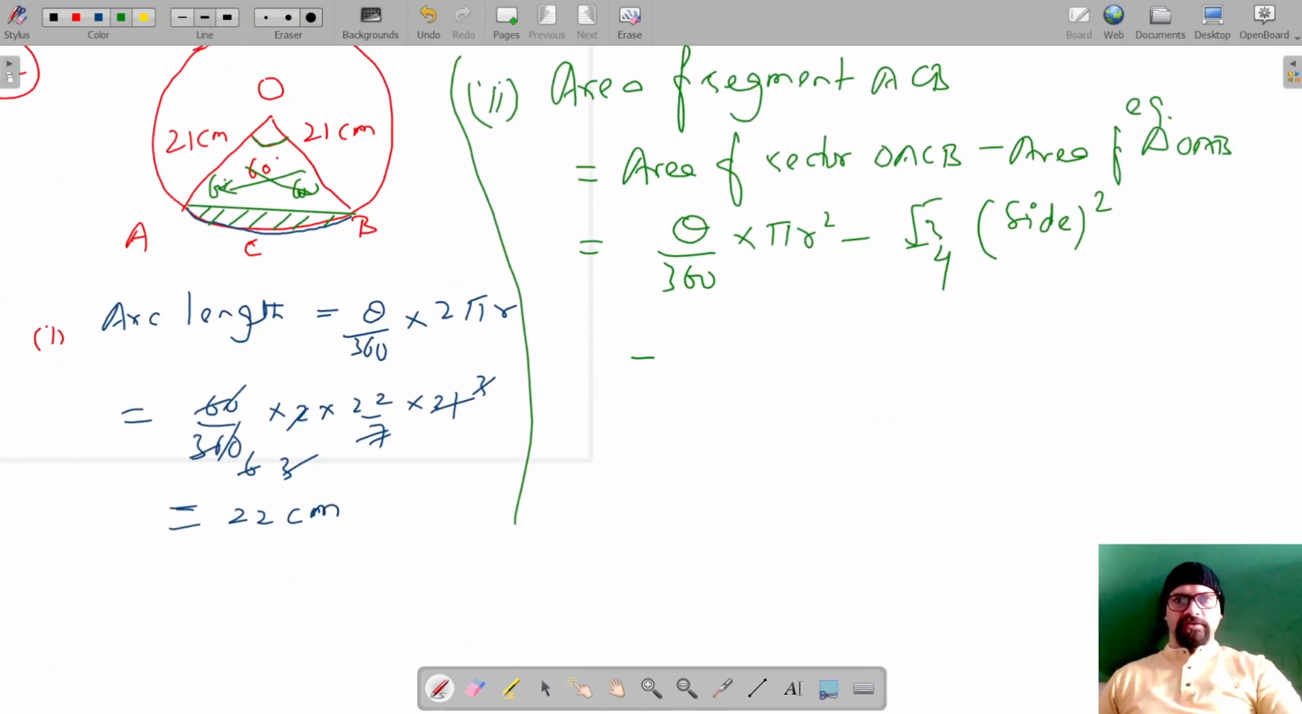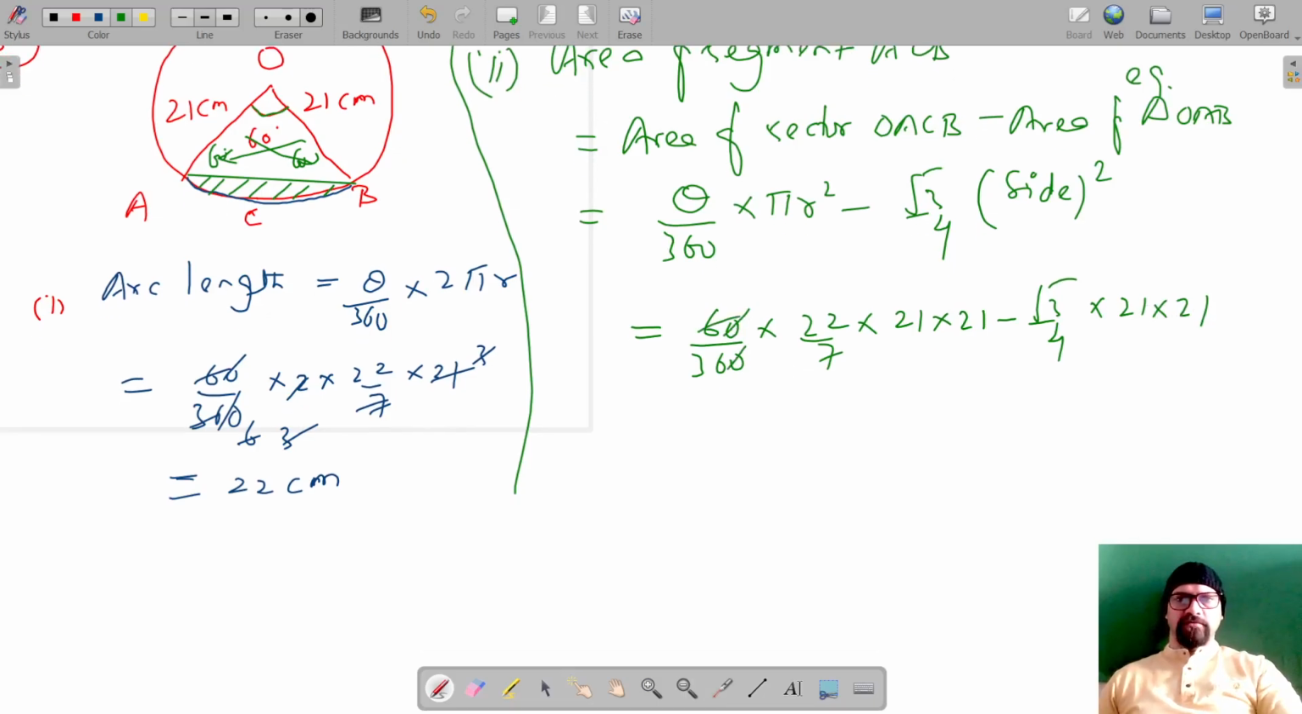So theta is 60 by 360 into 22 by 7 into radius 21 squared, minus root 3 by 4 into side squared, which is once again 21 into 21. Okay, so let's try to simplify this. This is 6 and 3, 7, 3, 7, and finally we have 1. This is 154.